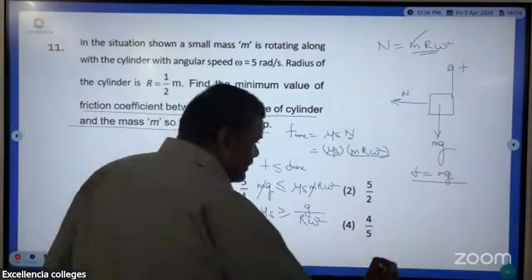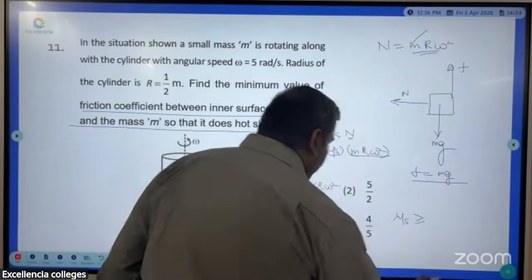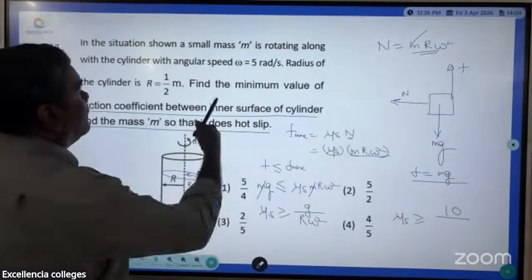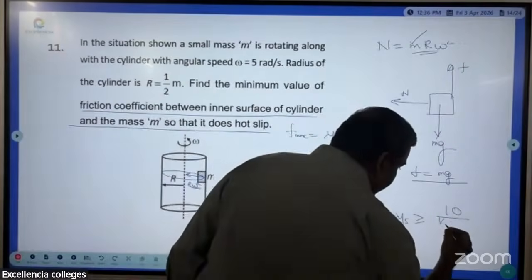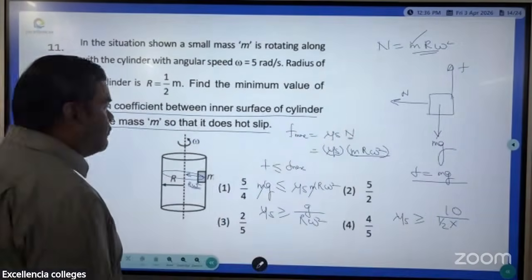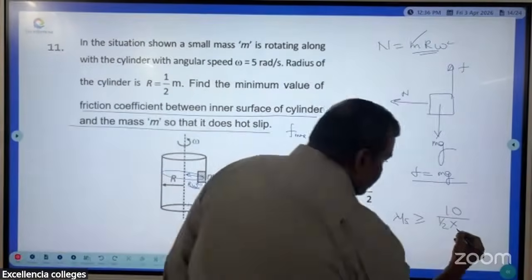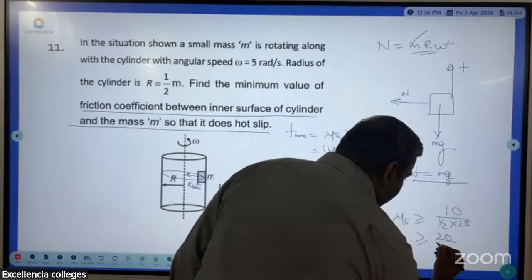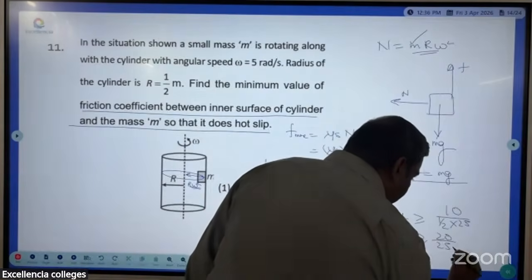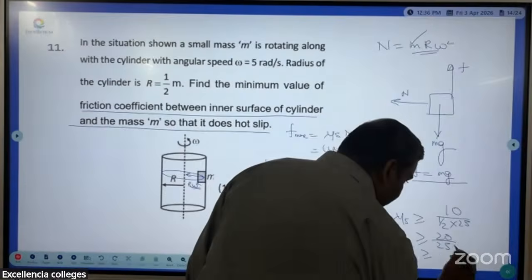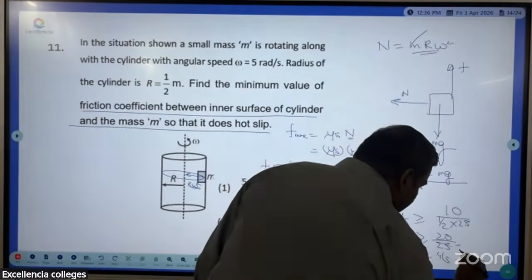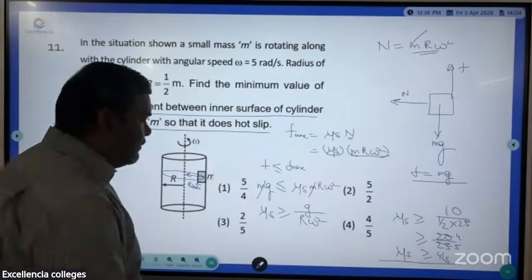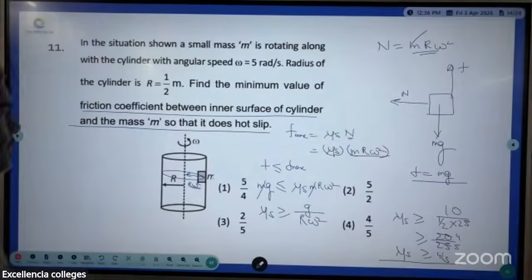So just have a look here. क्या calculation आता है? Mu s must be greater than or equal to g. G 10 ले लेते हैं. R is half, so we'll put here half. And we have our omega square, which is 5 radians per second squared, that's going to give me 25 there. So if you write here, this will become 20 by 25. 20 by 25 मतलब हो जाएगा, this should be greater than, 5 से cancel करेंगे, 4 by 5. So mu s must be greater than or equal to 4 by 5.